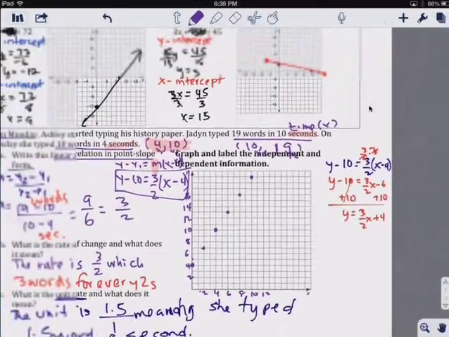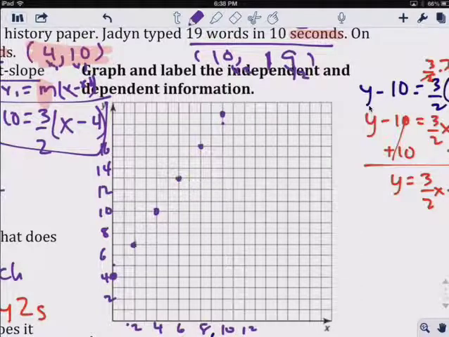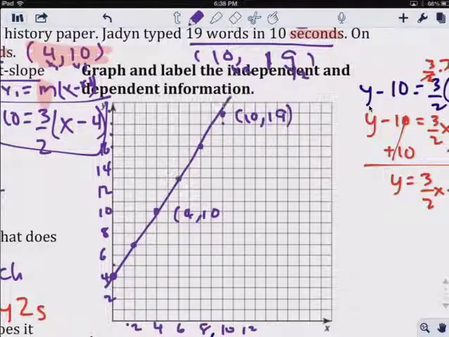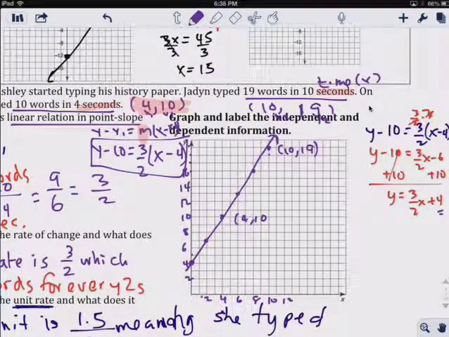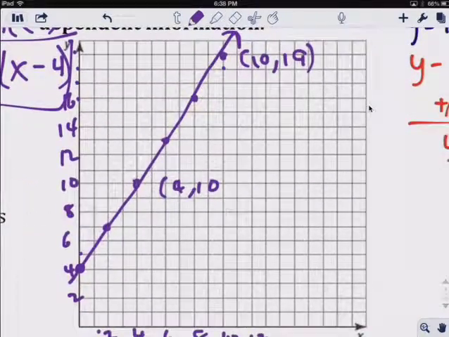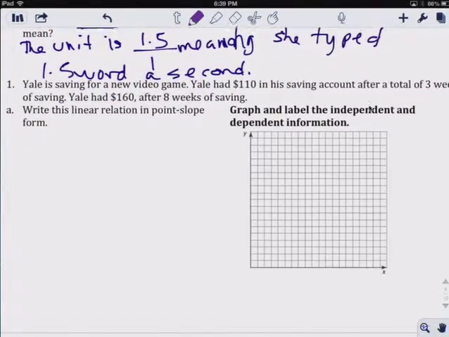And coordinate 4, 10 is right here. And 10, 19 is right here. 16, 17, 18, 19. Yep, 10, 19. Right there. So that's how we know our line is correct. We got the y-intercept, the line goes up because the slope is positive, and the 2 points that are given are in the equation.